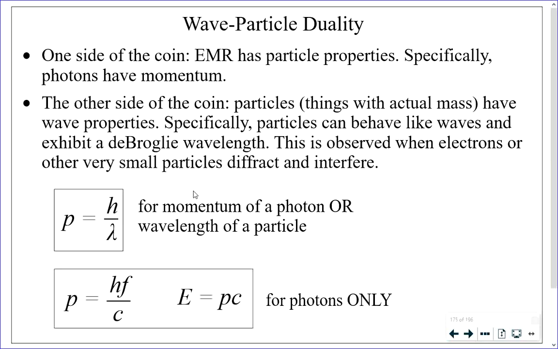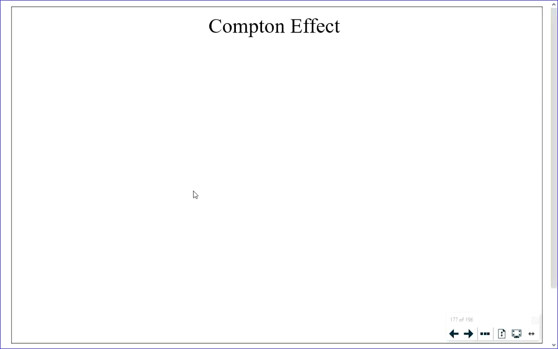These other two formulas that are on your formula sheet in Physics 30 can only be used for photons. And the reason they can only be used for photons is they each make reference to the speed of light, and photons are the only things that travel at the speed of light. So you can't use those bottom equations for an electron, say, because an electron will never be traveling at the speed of light. Now we're going to break this down and talk about the Compton effect.